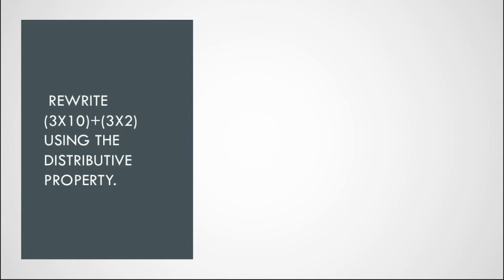The second problem is to rewrite, in parentheses, 3 times 10, outside the parentheses, plus sign, in parentheses, 3 times 2, using the distributive property. We would do this by using the distributive property backwards. Since 3 is the beginning of both parentheses, we know that has to be the number outside of the parentheses. It has to be 3 times the other 2 numbers added within the parentheses. It looks like 3 times and then in parentheses 10 plus 2.